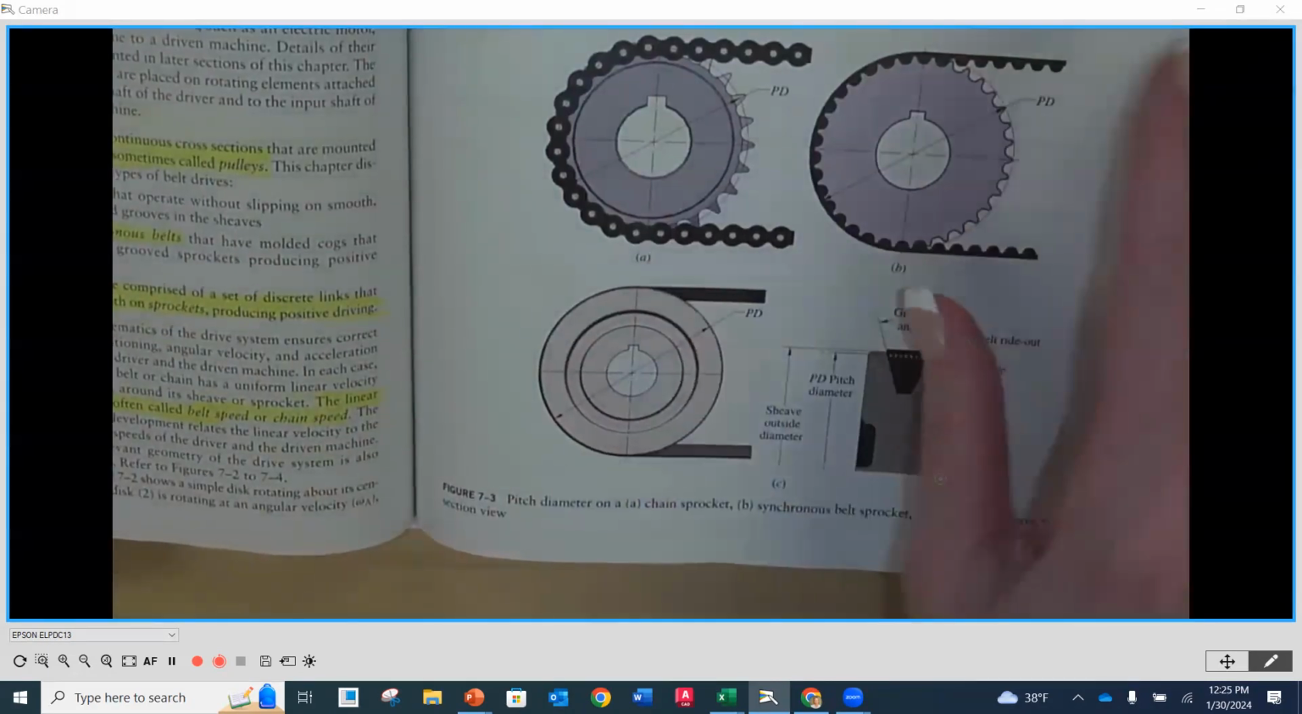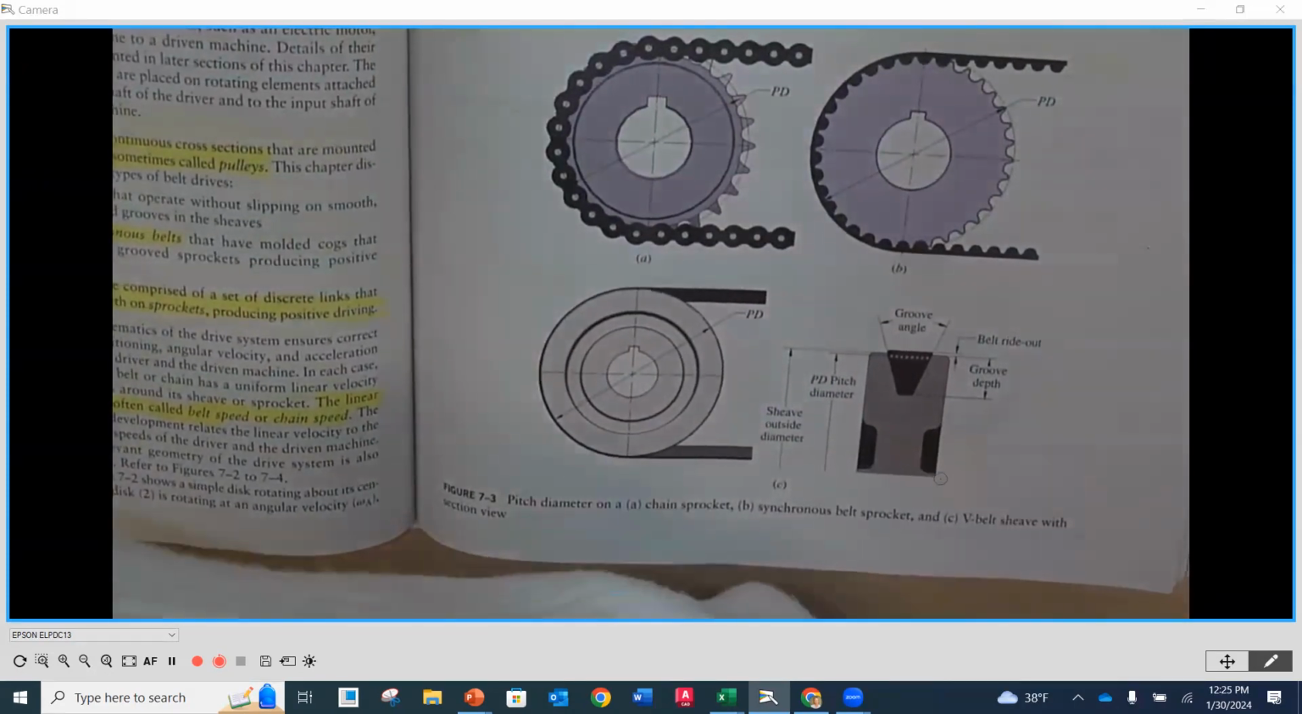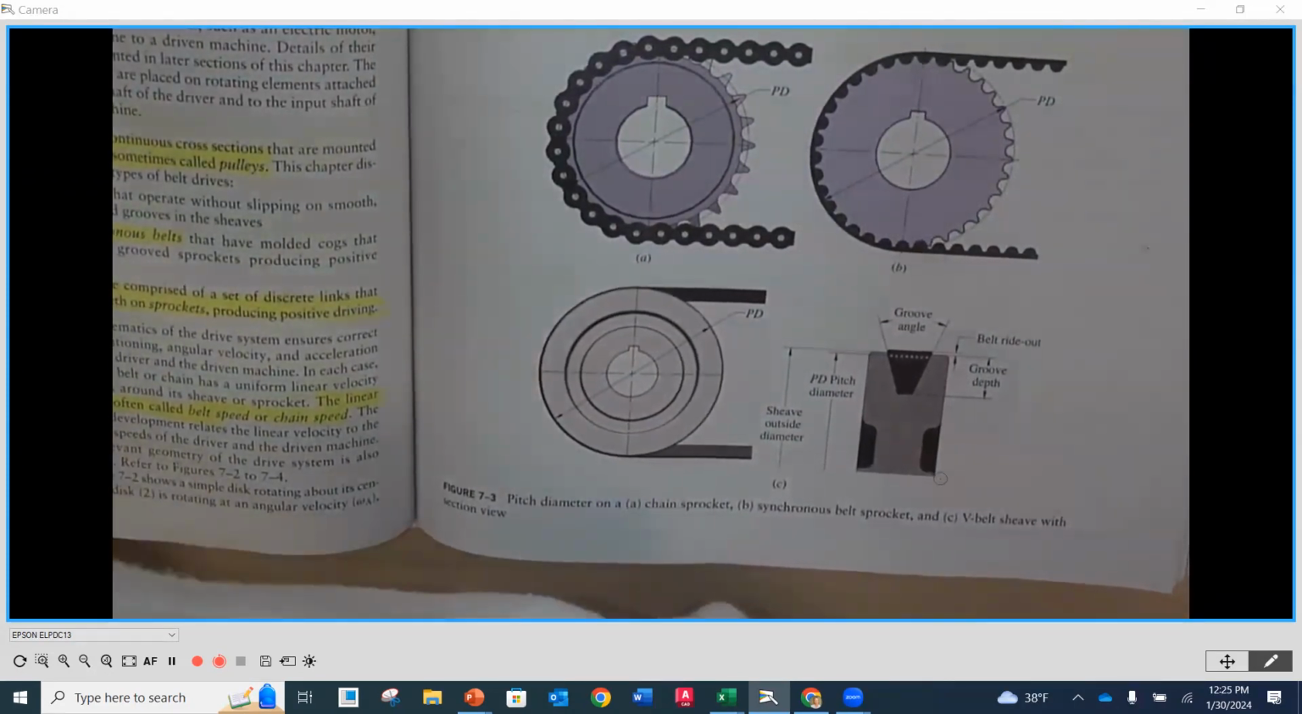Now, as we look here, you'll notice that they have the dimension for the pitch diameter. The pitch diameter, just like for gears, is going to be what we call that effective diameter on our sprocket in this case. And so the pitch diameter will always be given to us by the manufacturer.